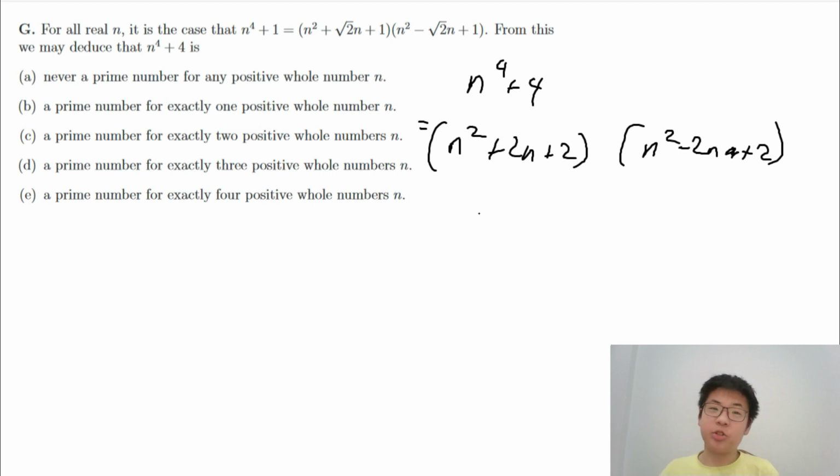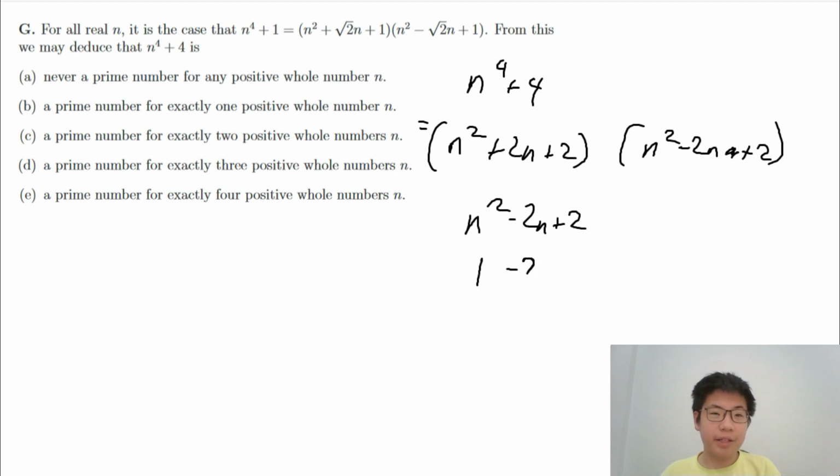We need n squared plus 2n plus 2 and n squared minus 2n plus 2 to equal 1. Hence, we can therefore conclude that n squared minus 2n plus 2 has a minimum point at 1. Do you know how we're going to use it to solve the question? It is a prime number for exactly one positive whole number n, and that turns out to be 1.